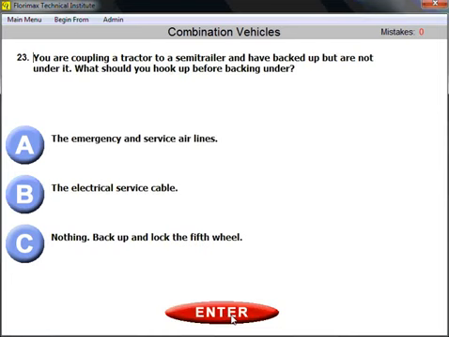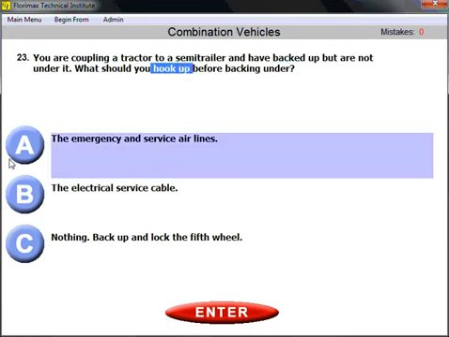Question number 23. You are coupling a tractor to a semi-trailer and have backed up, but are not under it yet. What should you hook up before backing under? You need to read and pay attention to the details. So you need to get a clear picture of where you are. You are coupling a tractor. You have backed up, but not under it completely. What should you hook up? Well, emergency and service air lines.